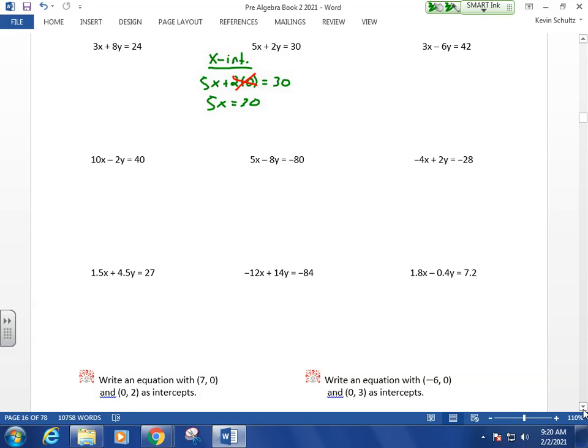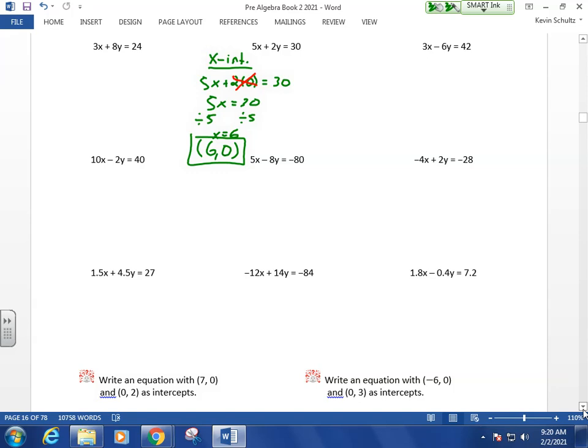Opposite operations to solve this, or this one probably do mentally. Divide both sides by 5 to get x by itself. X equals 6, which represents the x-intercept of 6, 0. Right? When we plug in 0 for y in that equation, the x value is 6. 6, 0 for the x-intercept.